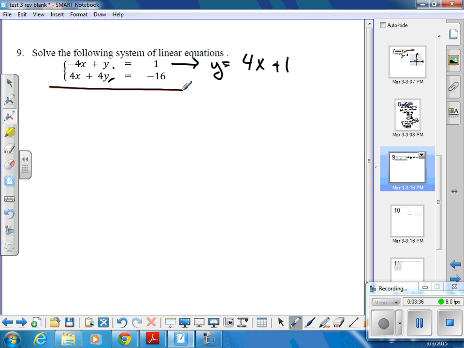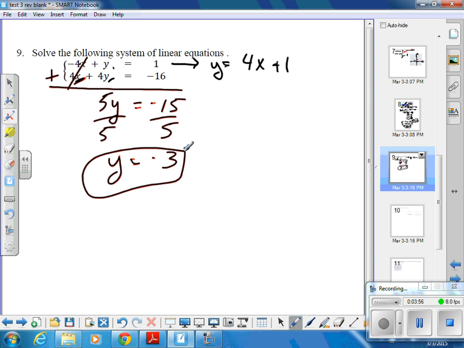Elimination is where you add or subtract these. And in this case, I want to add them. Why? These two are opposites. They will cancel out. 1y and 4y will give you 5y. 1 and negative 16 will give you minus 15. Divide by 5 on either side. y is equal to negative 3.